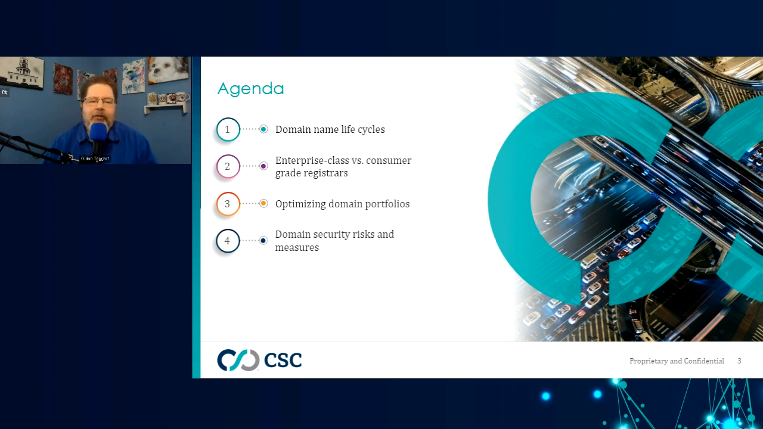Today's agenda is pretty straightforward. We're going to take a little bit of a base foundational approach, and we're going to look at domain name life cycles. Then we're going to get into enterprise class versus consumer grade registrars. This is an extremely important differentiation for most people that are managing domain name portfolios. And then we're going to look at optimizing your domain portfolio as a whole. And then we're going to get into some specific and generic pieces on domain security risks and measures.